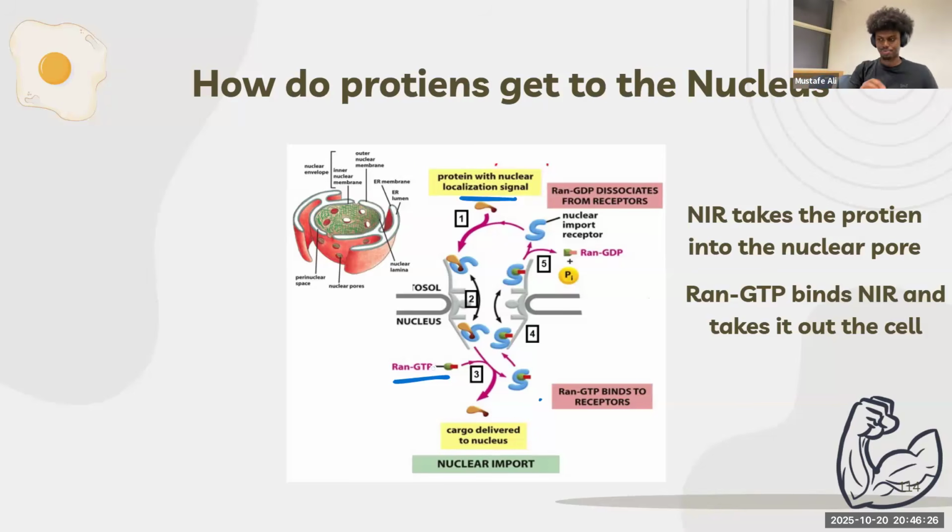To repeat one more time, there is a protein. This protein has something called an NLS, or a nuclear localization signal. This nuclear localization signal causes NIR to bind onto it or attach to it. Once it attaches, NIR acts like a taxi and takes it through the nucleus. Once it's taken it into the nucleus, there is RAN-GTP, which attaches to the NIR and takes the NIR back outside, thus releasing the protein, and now the protein can go into the nucleus and do its function.